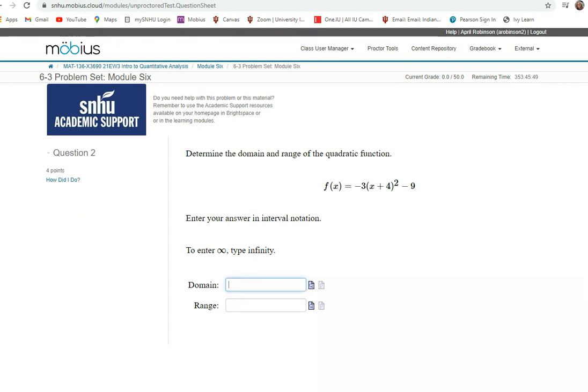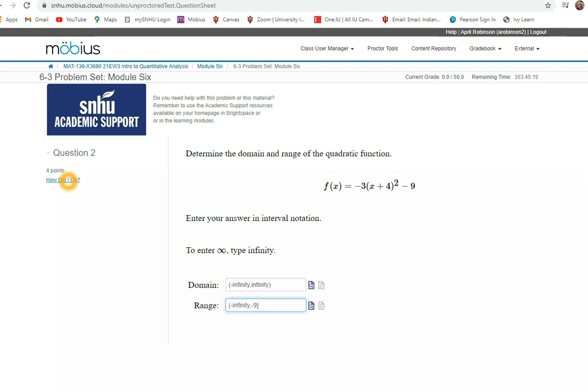Anyway, let me go back to here. And yep, it's not giving me the option to use an infinity symbol, so I have to type it. So parentheses, negative infinity, comma, infinity, close the parentheses. And then down here, this is parenthesis, negative infinity, comma, -9, and a bracket.